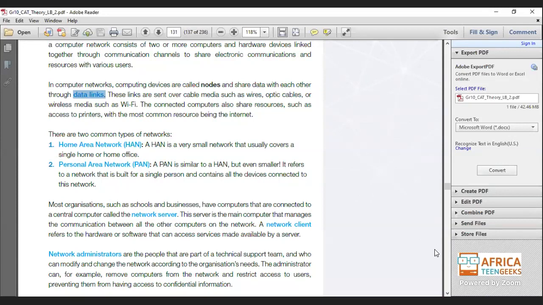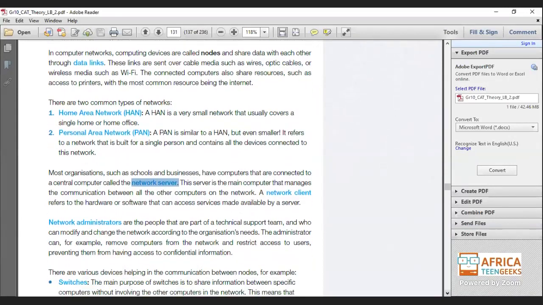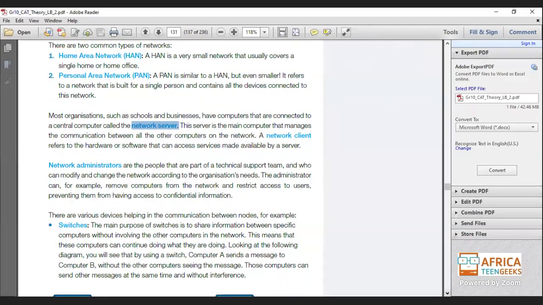Most organizations, such as schools and businesses, have computers that are connected to a central computer called what? A server, like I said here. This server is the main computer that manages what? Communication between all other computers on the network. Like I said, the server is a host on the network that manages the network resources. I believe everyone understands this now.